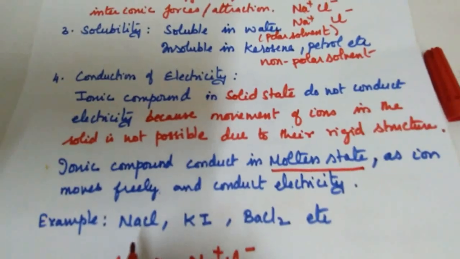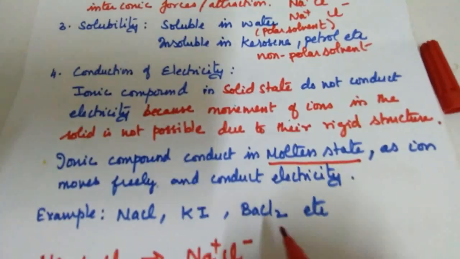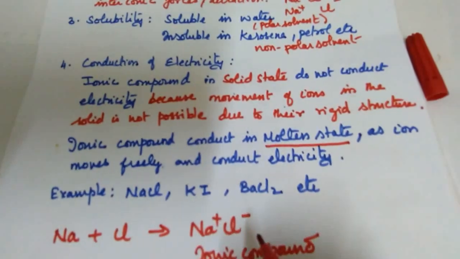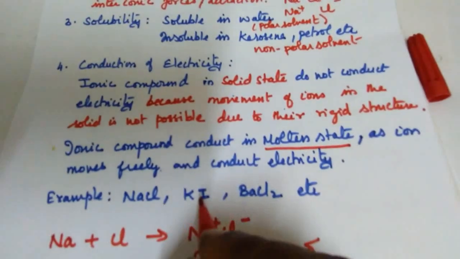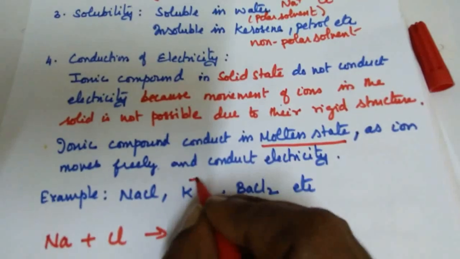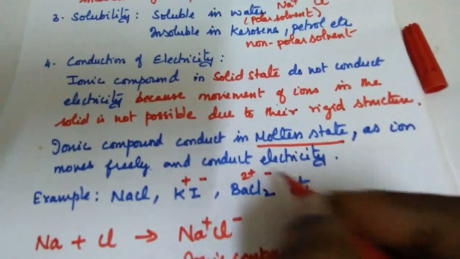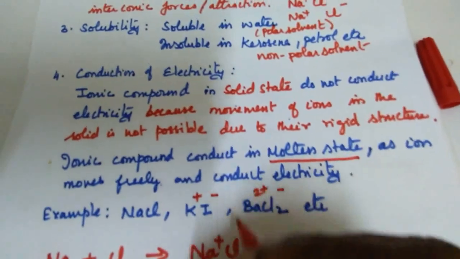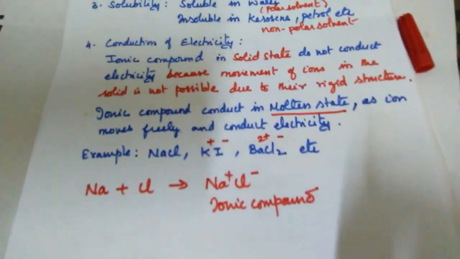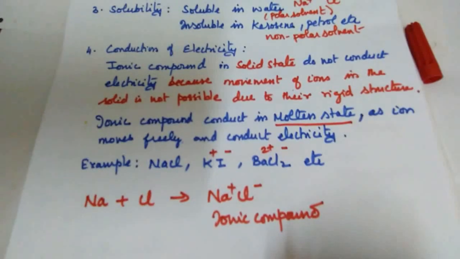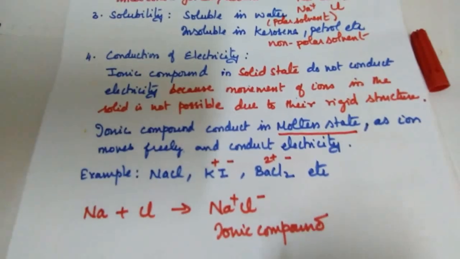Examples of ionic compounds: NaCl, KI, barium chloride. Okay, this is in the form Na plus Cl minus. So it is in the form of ions: K plus, I minus, Ba2 plus, Cl minus. They are held together. So these are ionic compounds. Hope you understood the properties of ionic compounds.